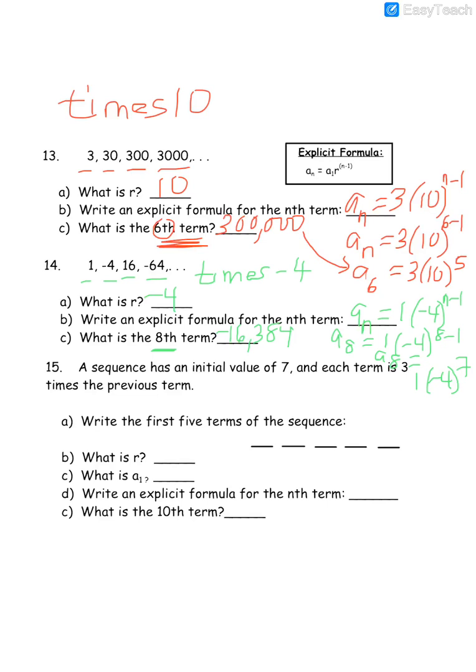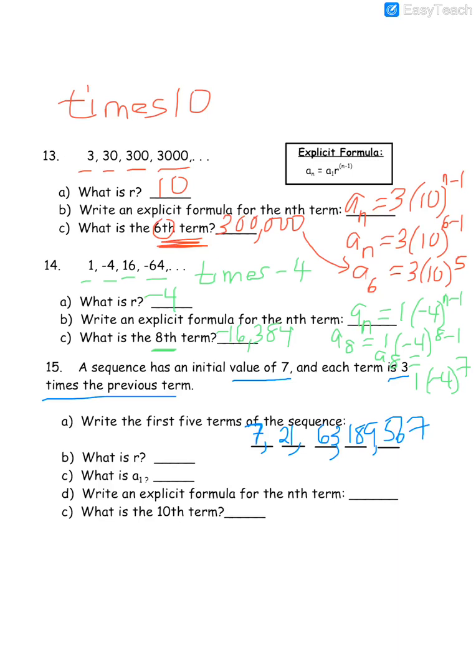Okay, a sequence has an initial value of 7, and each term is 3 times the previous term. It says write the first 5 terms of a sequence, because they didn't give that to you this time. So this is 7. And then it says to multiply it by 3. So 21, 63, 189, 567. So those are the numbers that I got. Hopefully you got the same as me.